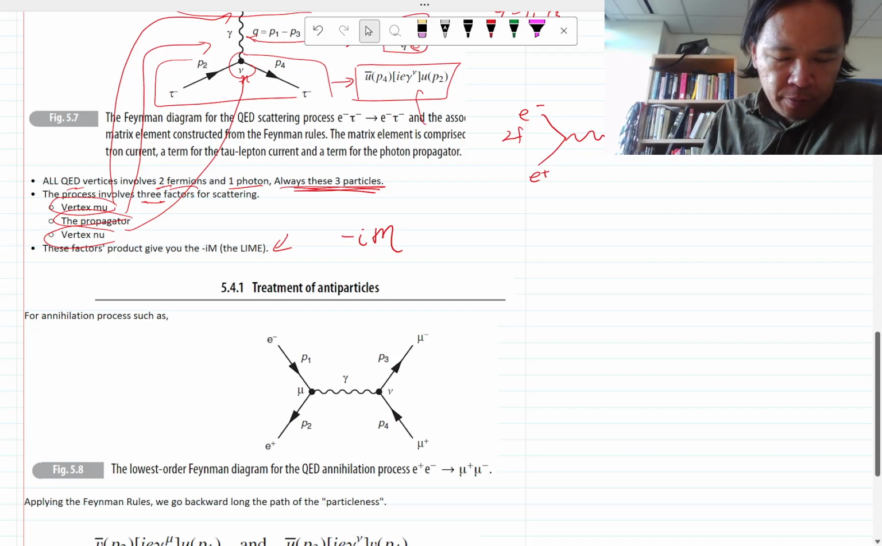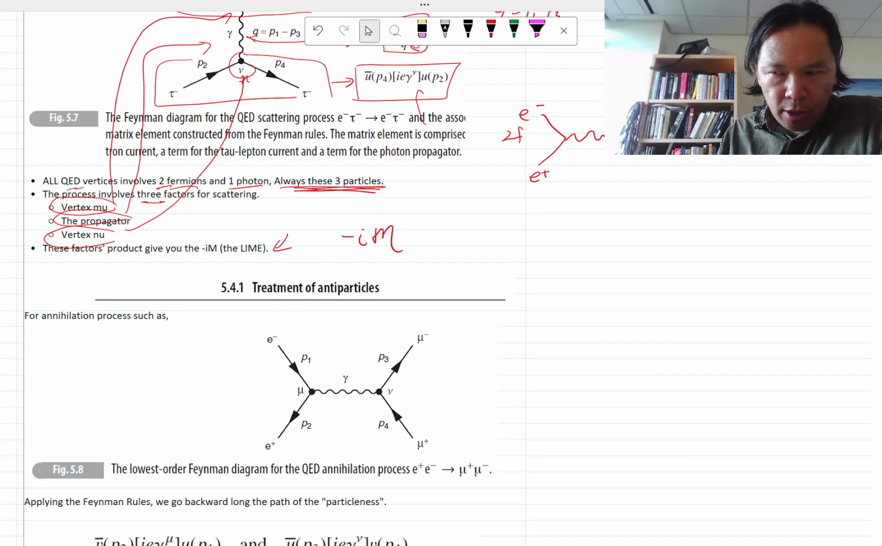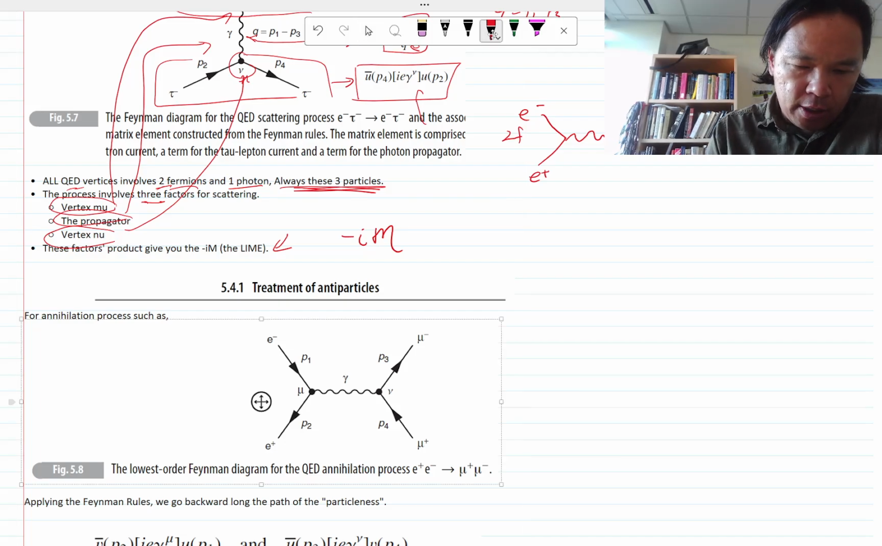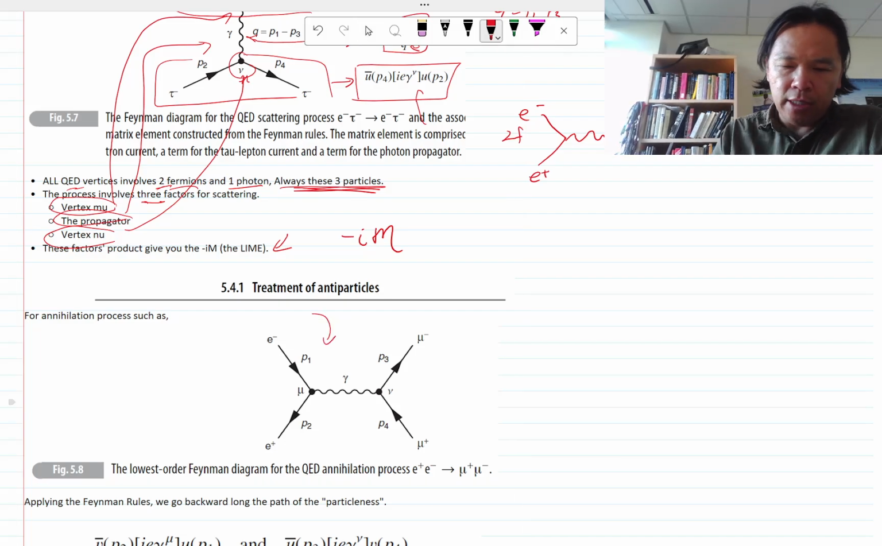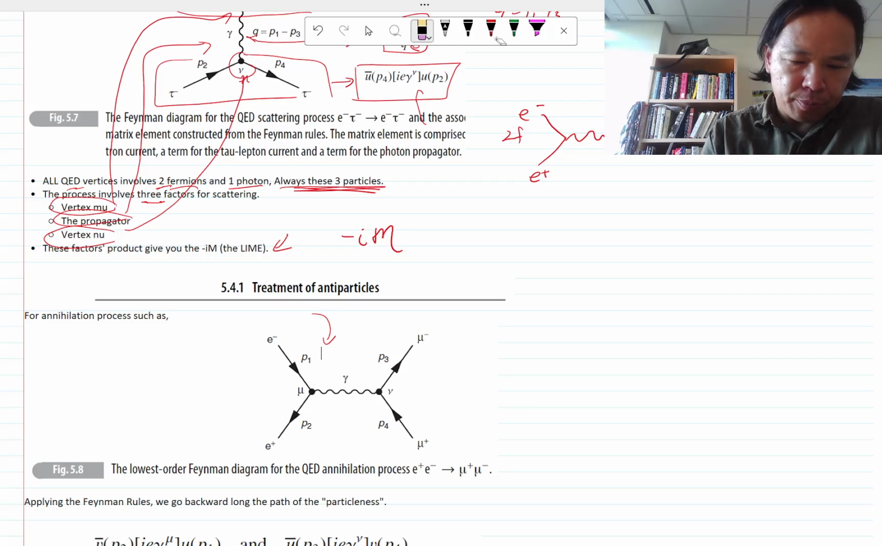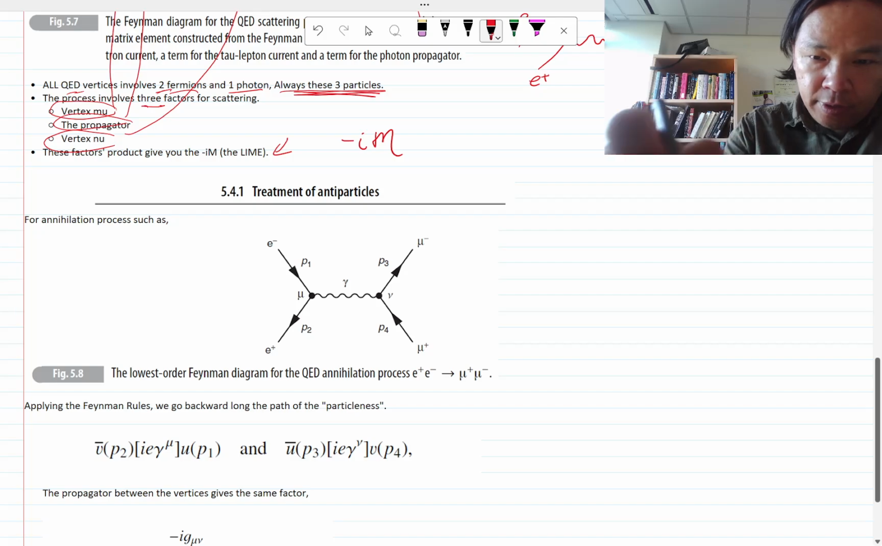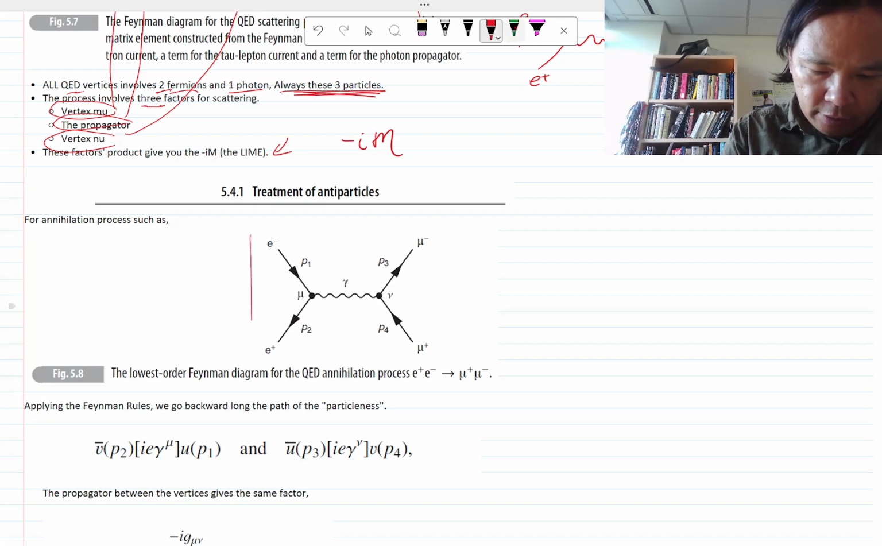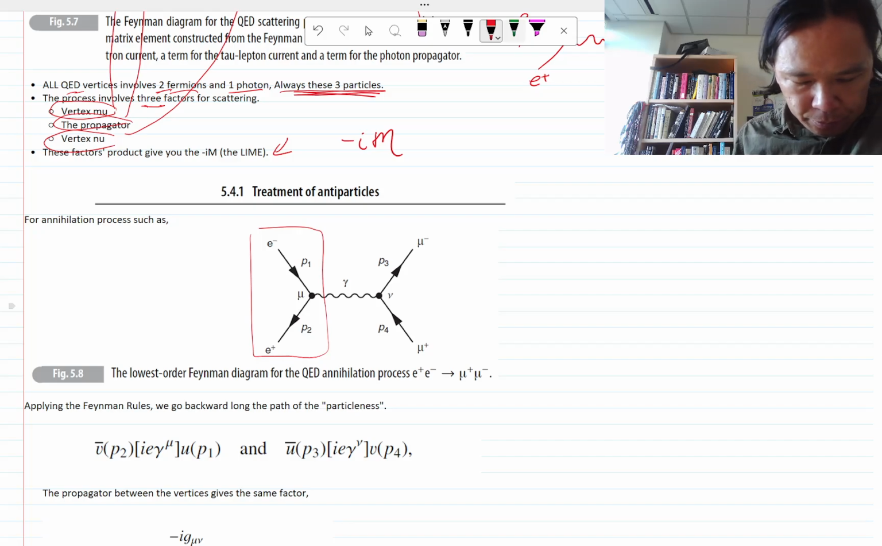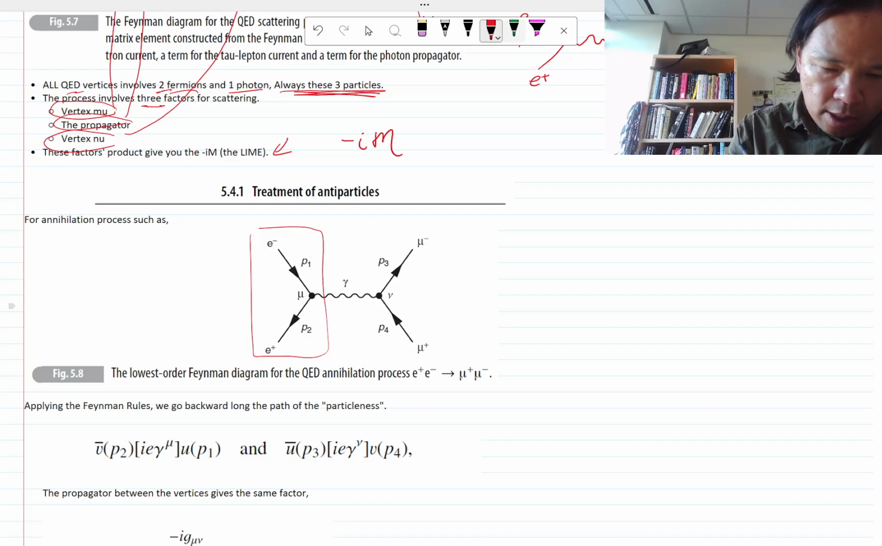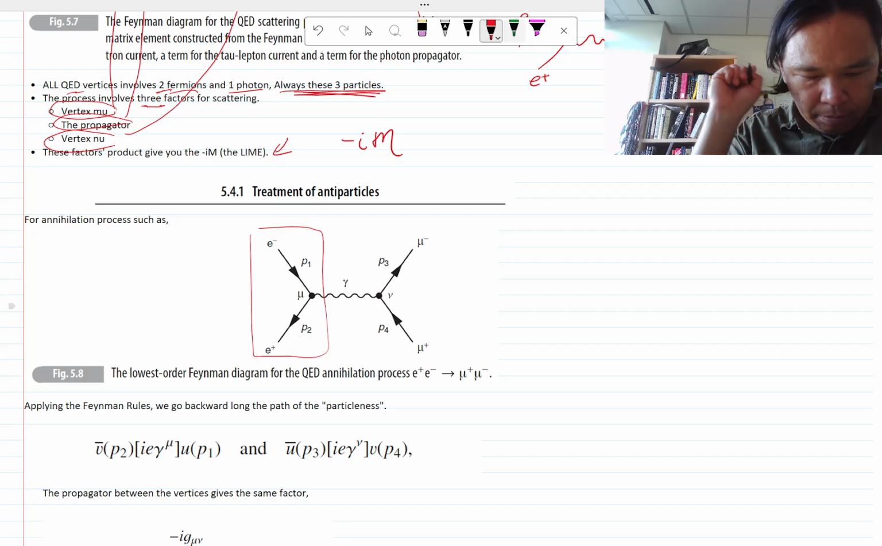So let's see how this process goes in annihilation. In this case, we have to deal with antiparticles also. This is the Feynman diagram we're trying to write the matrix element for. If we apply the Feynman rules, there are 2 vertices. I'm going to deal with the first vertex first, and I'm going to read this backward.